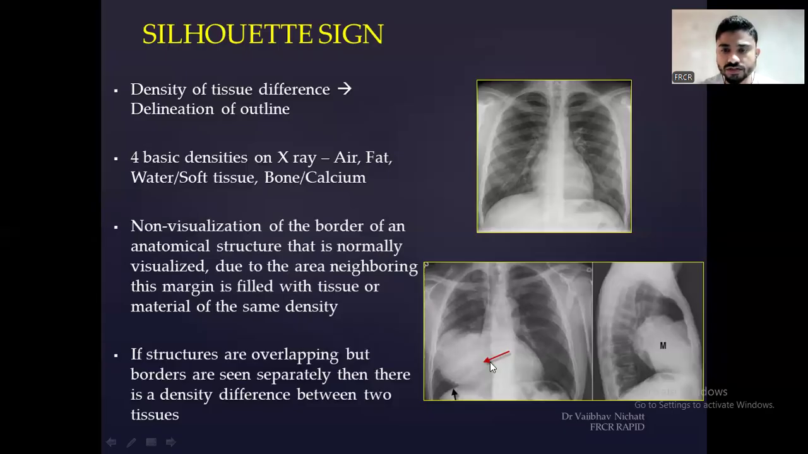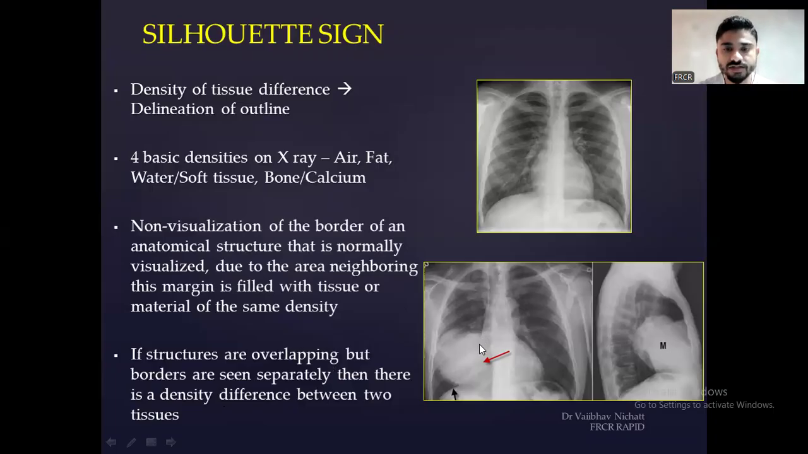So this is how the silhouette sign will look. This is a mass, and this is the right heart border. Since the density of the two tissues is the same, you are not able to identify the medial border of this mass and the right heart border separately. And if the structures are overlapping but the borders are seen separately, then there is a density difference between the two tissues. This is the caveat of the silhouette sign.